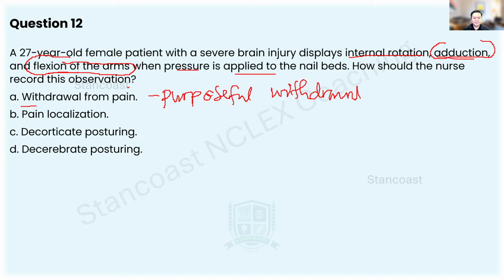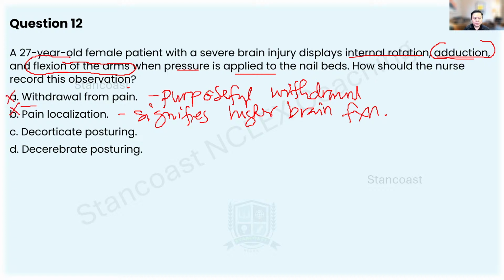Okay. So let's have letter B this time. What do you think about letter B? Pain localization. We know that pain localization simply means that the patient is making a deliberate effort to move toward or away from the site of pain. So this is also a type of purposeful action that indicates higher brain function. Pain localization signifies higher brain function. You're not seeing a deteriorating condition yet in letter B. So we are eliminating letter B as well.